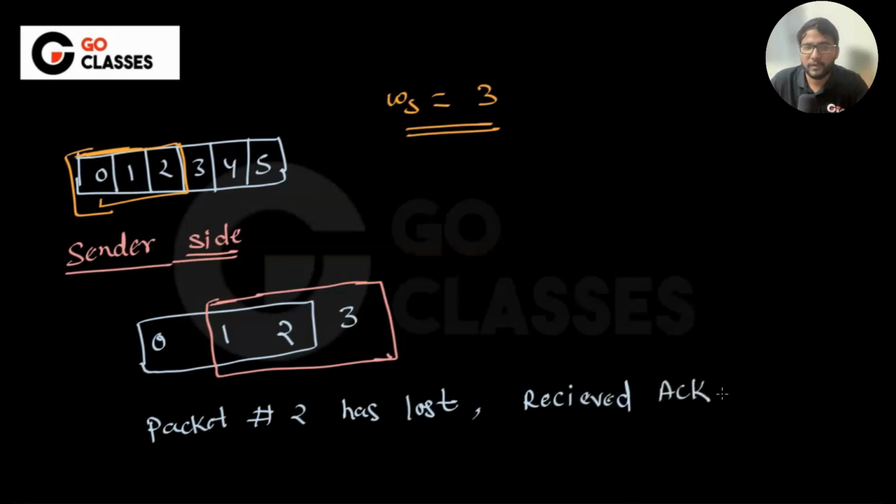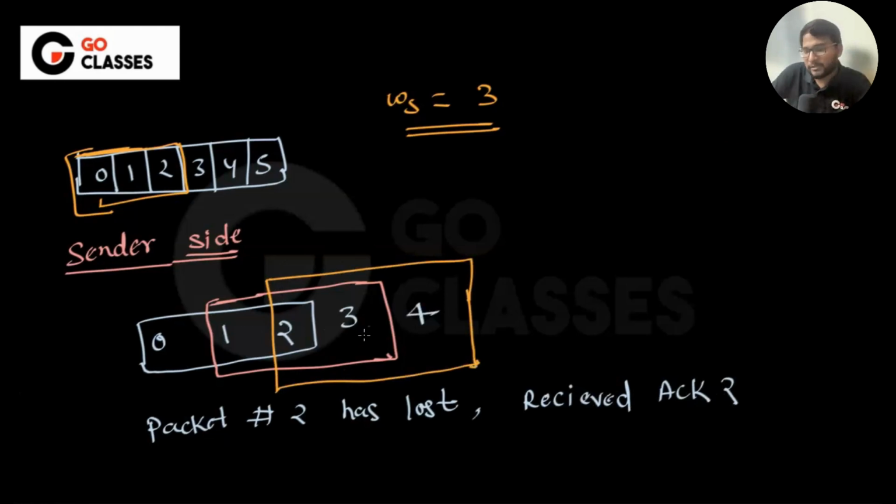ACK2. Then what will you do? You will do one thing: you will slide the window. You will say, okay, if ACK2 has been received, let me slide the window. And in the window, I have 4, let's suppose. I will send the 4, because that is in the window.